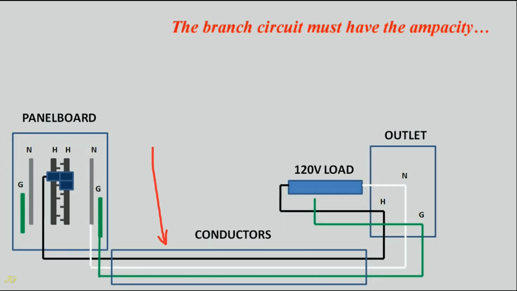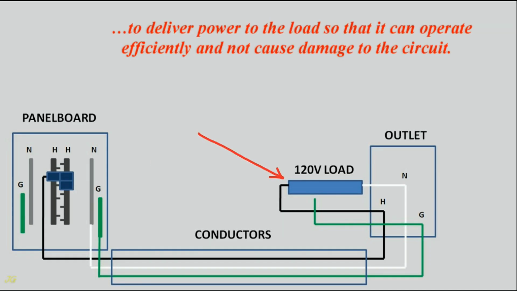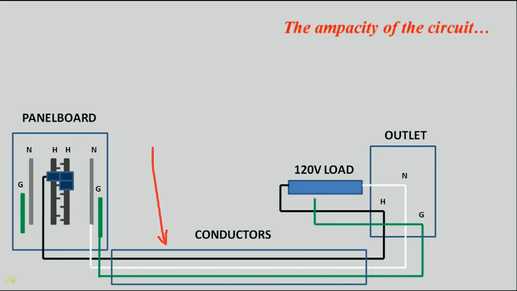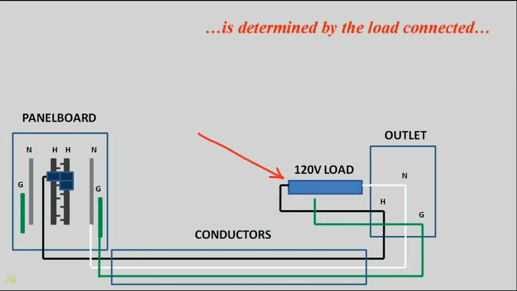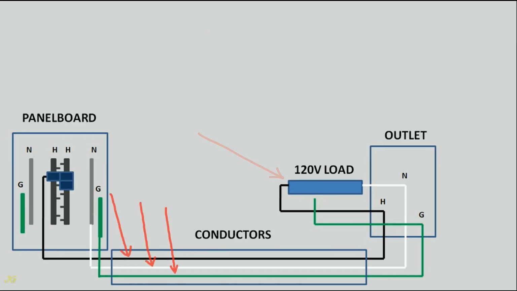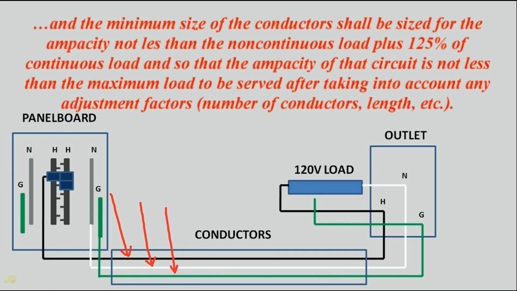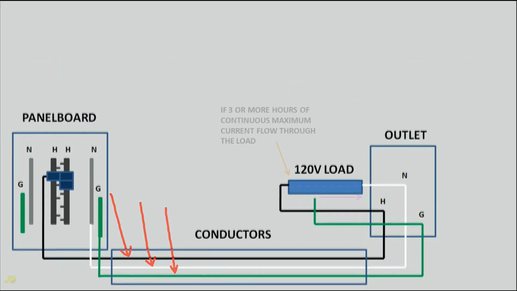The branch circuit must have the ampacity to deliver power to the load so that it can operate efficiently and not cause damage to the circuit. The ampacity of the circuit is determined by the load connected, and the minimum size of the conductors shall be sized for the ampacity not less than the non-continuous load plus 125% of continuous load, and so that the ampacity of that circuit is not less than the maximum load to be served, after taking into account any adjustment factors, number of conductors, length, etc.